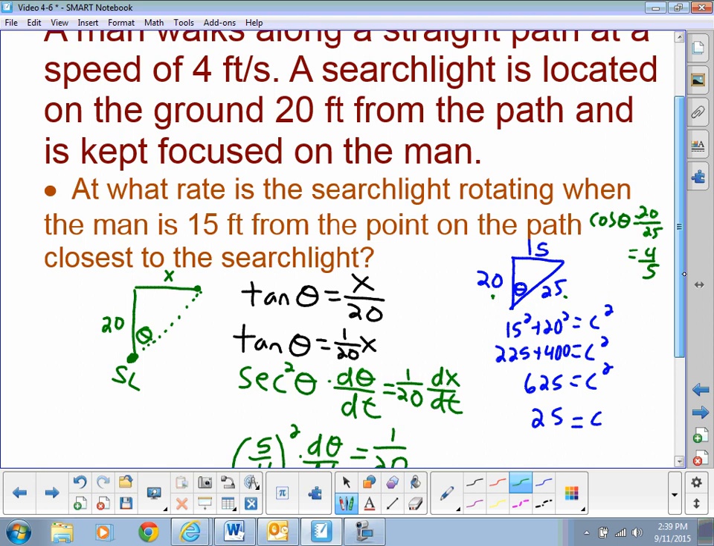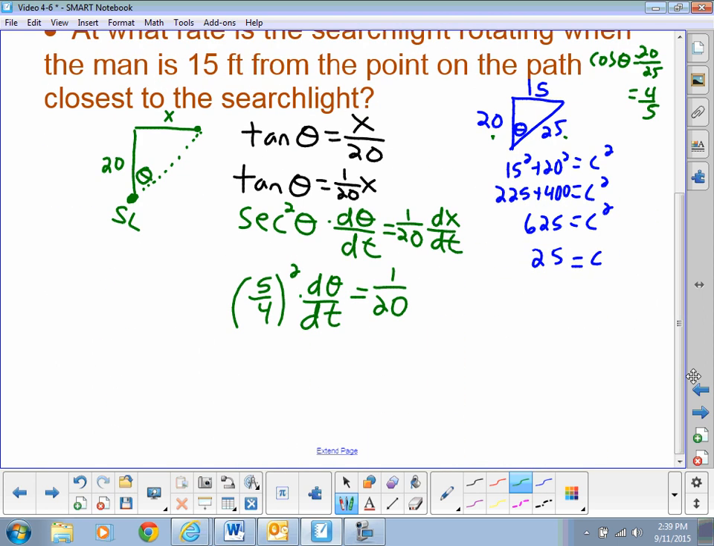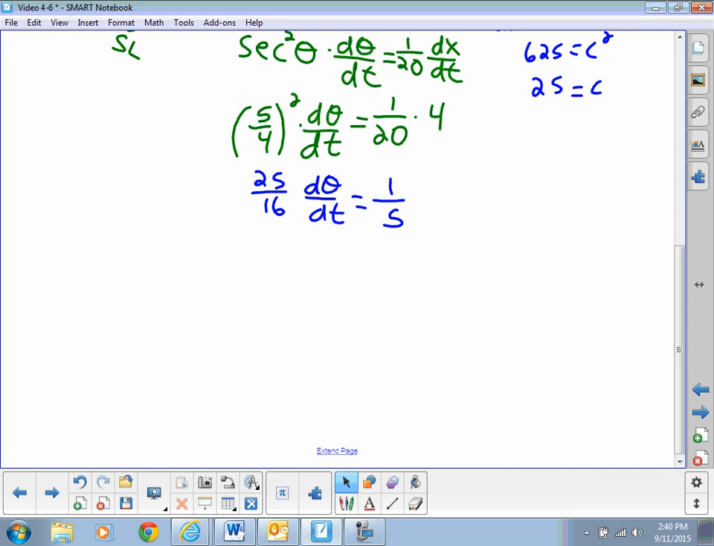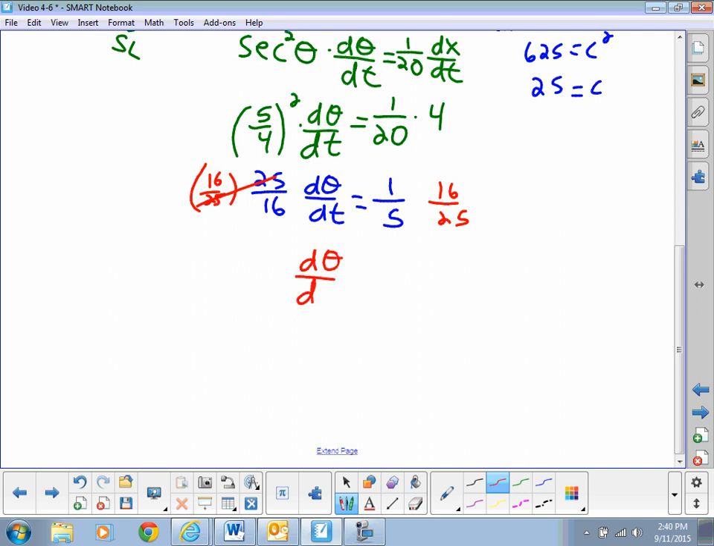And then they told us that the man was walking at a speed of 4 feet per second. So we'll do times 4 for the dx dt. And now we just have to work to get d theta dt by itself. We'll get 25/16 d theta dt. This will end up being 1/5 because it's 4/20ths. And if we multiply both sides by the reciprocal, that'll cancel out. We'll get that d theta dt is 16 over 125 radians per second.